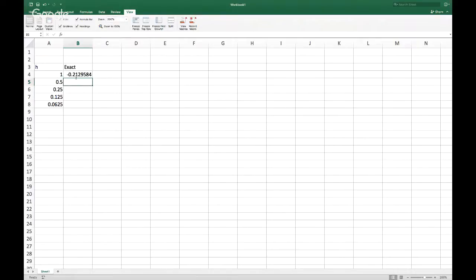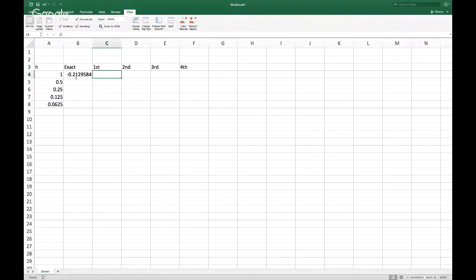Okay, so that was our exact solution. Actually, it's not exact because Excel itself is using a truncated series to calculate that, but it's more accurate than what we'll be doing. Okay, so what I'm going to do now is just calculate the first, second, third, and fourth order approximations.